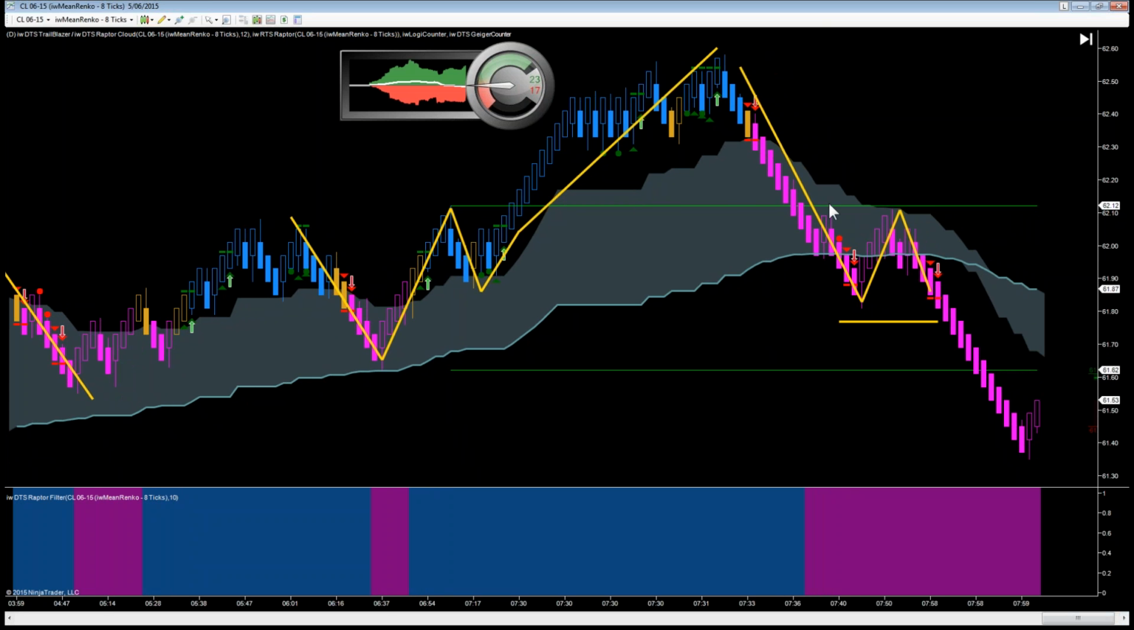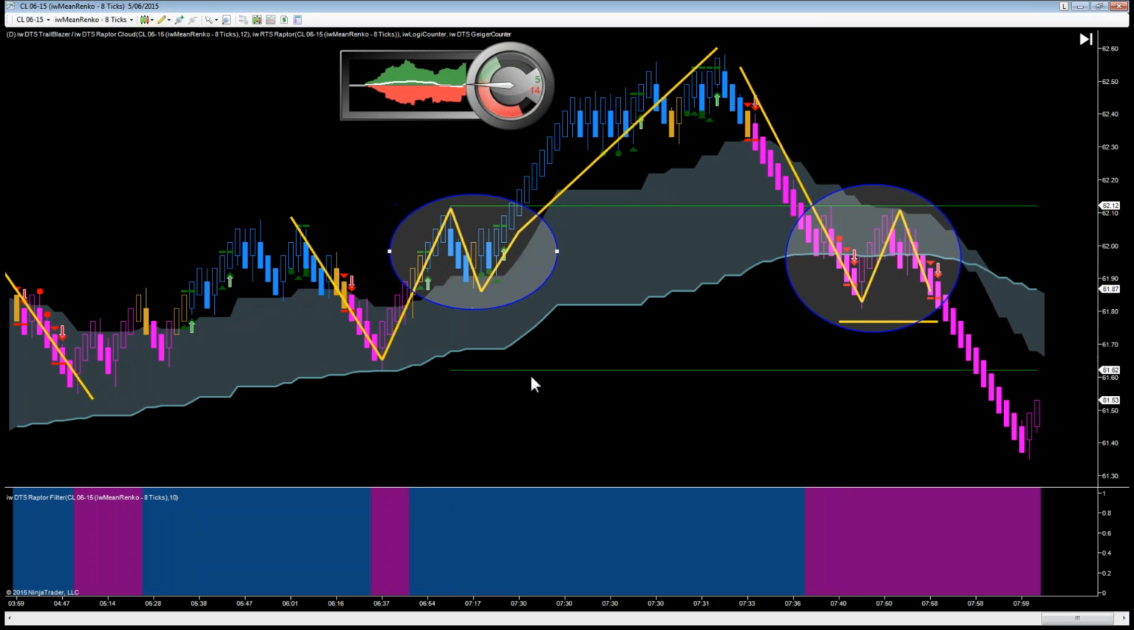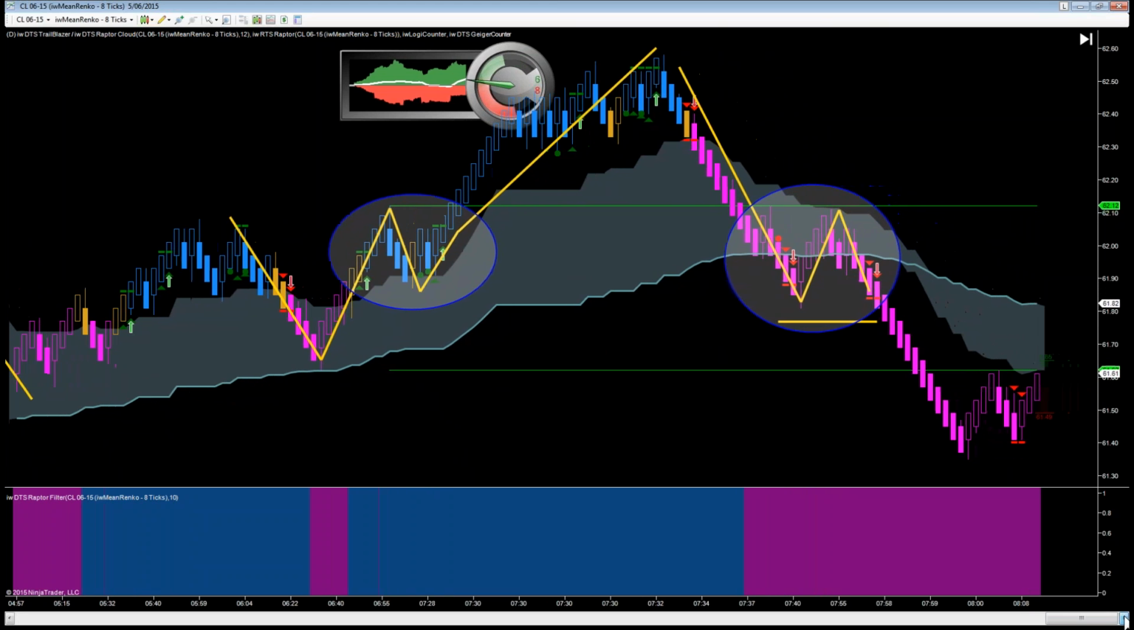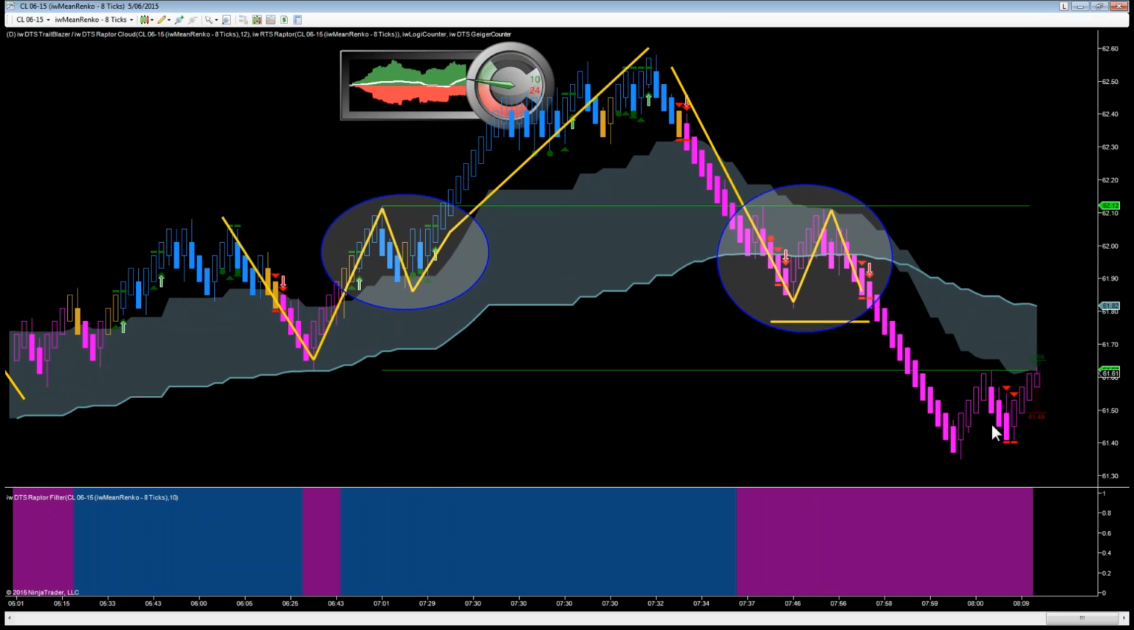So you see, again, this is why I like the mean Renko bars, because it tells a story. It lets you read the charts very much like reading a book. And it's not difficult to do once you get the hang of it. And we do this in the room all the time, right? We're looking for these areas. Here was a trend change signal that didn't trip. This would actually be our first trend change signal on the Raptor.